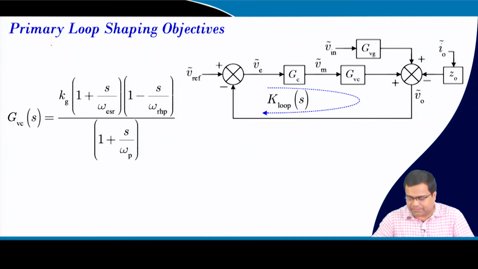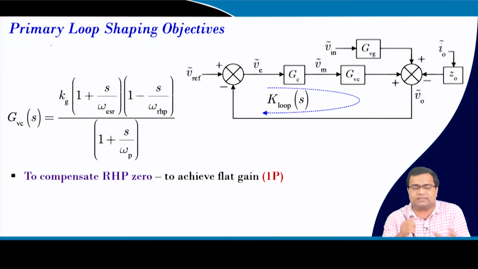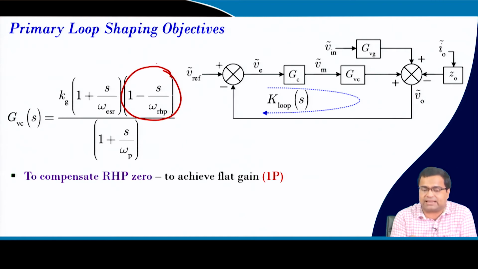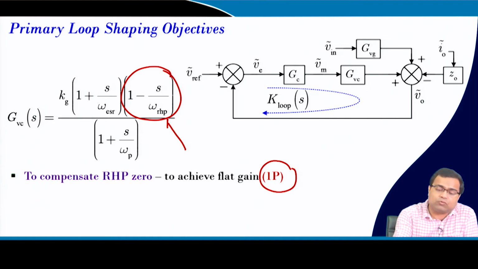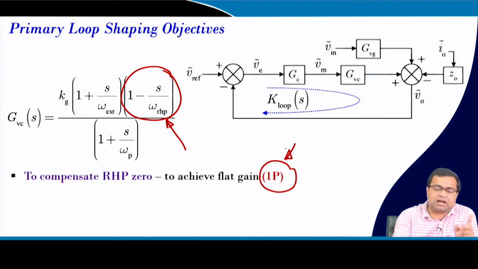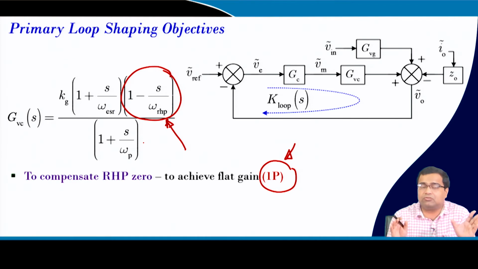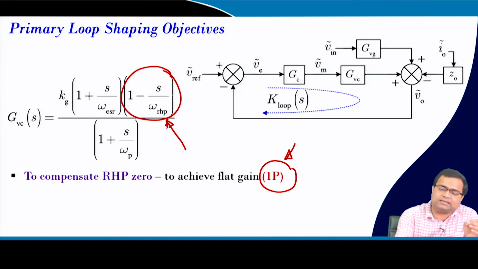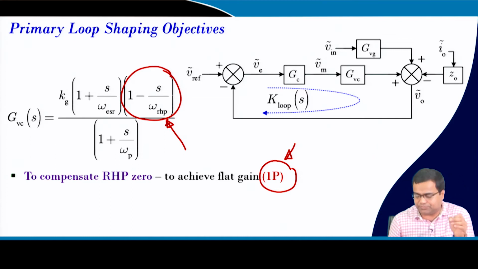Now, the primary loop shaping objective: we need to compensate for the RHP zero. So, in order to achieve flat gain, we will consider one pole of the controller, which will be placed in coincidence with the RHP zero. Our controller should have a stable pole, because we should not use an unstable pole to cancel an unstable zero, because unstable pole-zero cancellation will make the system internally unstable, right. So, the controller pole must be stable, but we will place the pole in coincidence with the RHP zero.